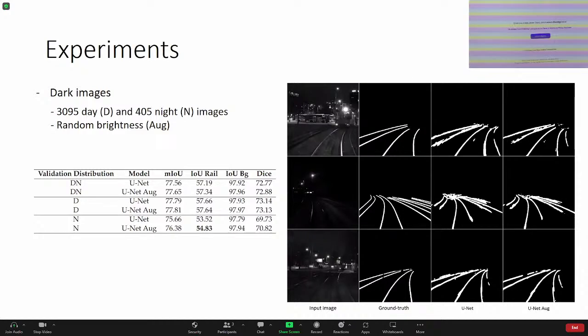We wanted to create a robust model which works in all environments, so for that reason we tested on both day and night images. As expected, we found out that our model performs slightly worse on night images, and for this reason we use random brightness augmentation in order to simulate more night images from day ones. This approach led to more than a 1% increase in the rail IoU on night images.